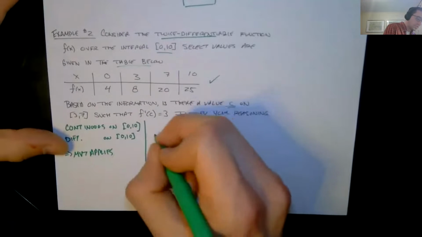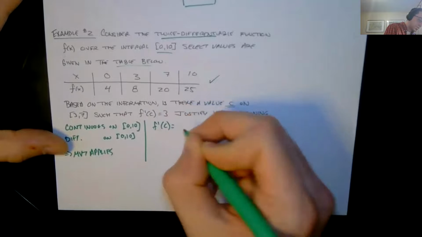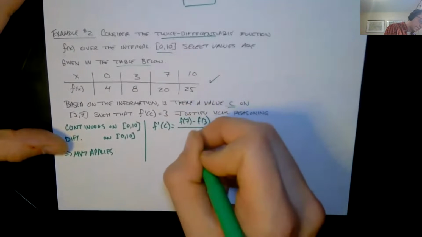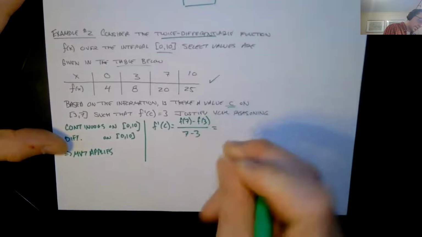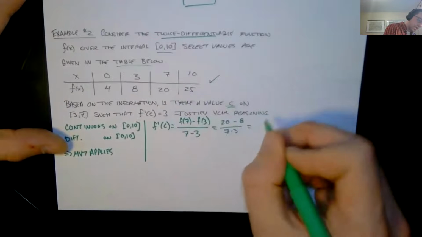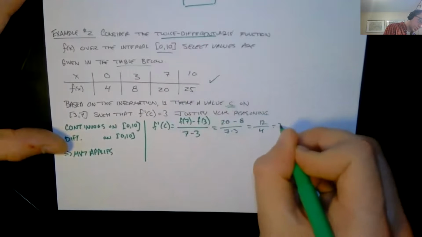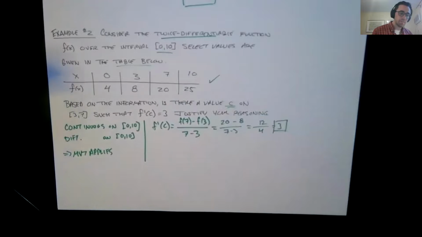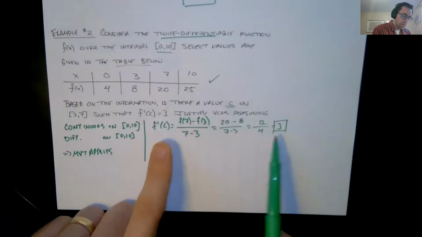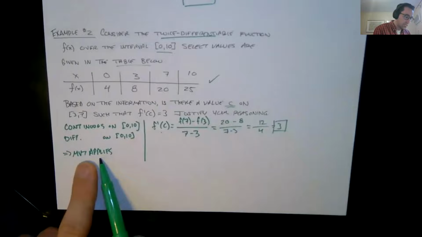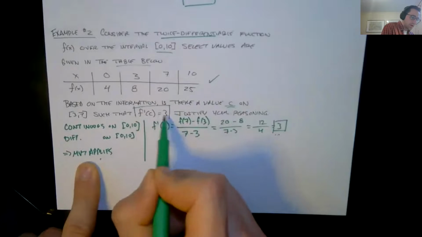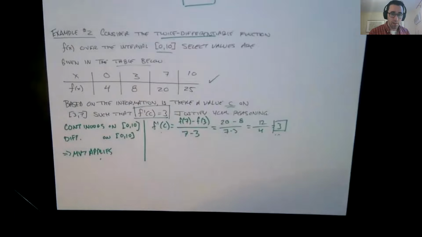So let's start with our equation from before. f prime of c equals f of 7 minus f of 3 over 7 minus 3. f of 7 is 20. f of 3 is 8. 7 minus 3, this will be 12 over 4, which equals 3. Aha, that's a good sign. It's a very good sign. I found that the average rate of change was 3. So I see f prime of c, based off the mean value theorem, must equal 3 at some point. That matches up nicely with my prompt here. So I've found the key that answers this question.